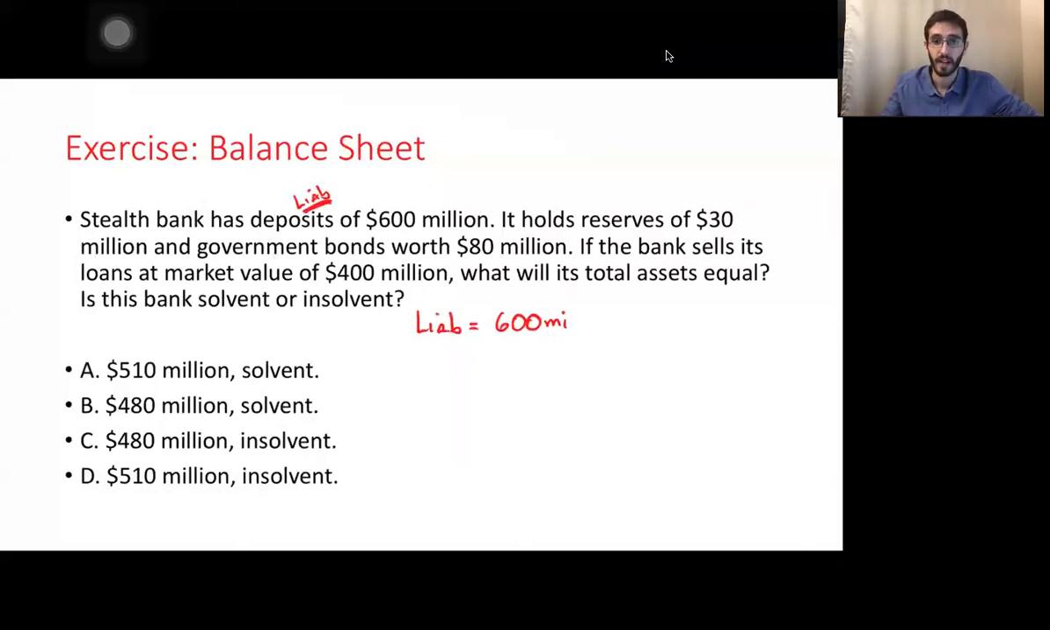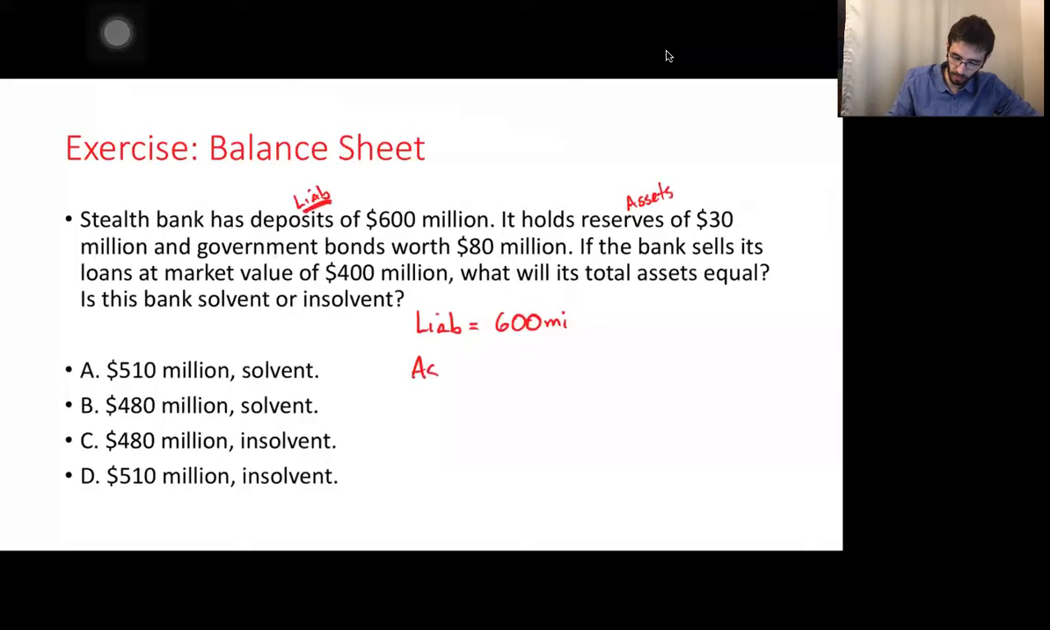It holds reserves of $30 million and government bonds worth $80 million. Now if you remember, what are reserves? Reserves are required to be kept by those banks. We're going to explain the specific role of those, especially in the next slide. But based on our previous conversation, we know that reserves are assets, right? It's something the bank owns in this case.